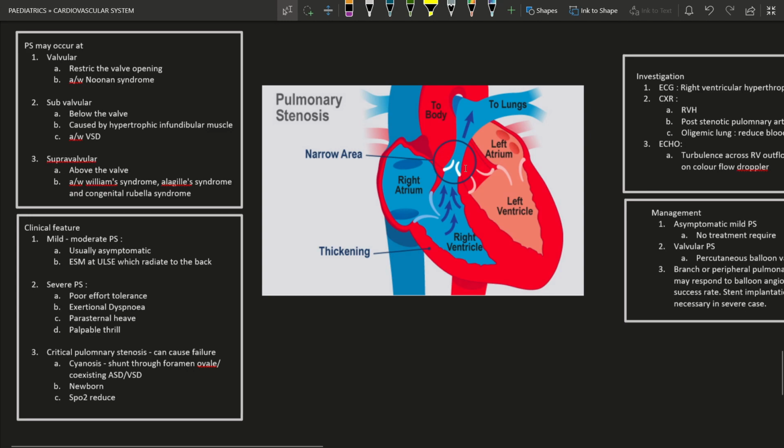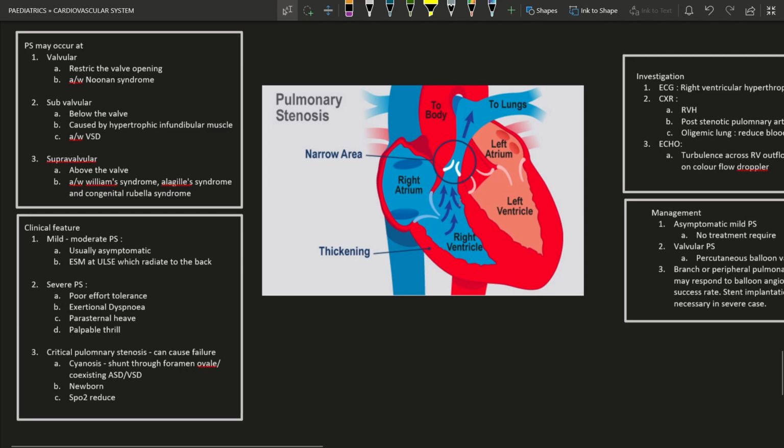In case of severe pulmonary stenosis, because of the narrowing of the valve, the area where the blood needs to go to the lung, less blood goes to the pulmonary circulation. That's why the patients might have poor effort tolerance and exertional dyspnea. On physical examination, they might have a parasternal heave and also a palpable thrill.